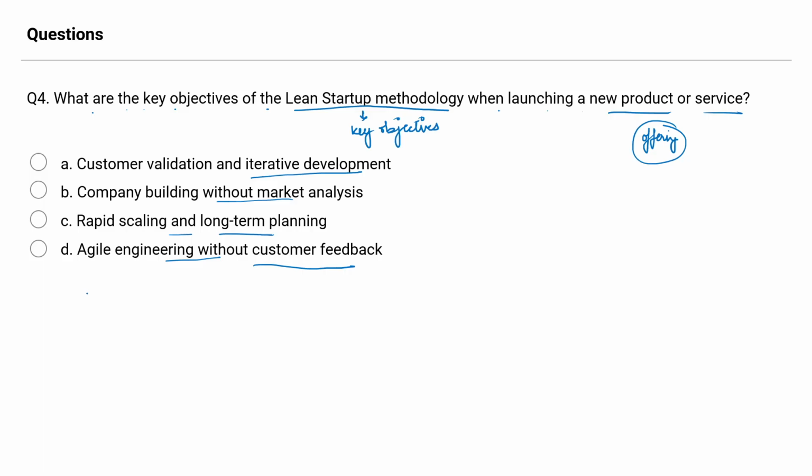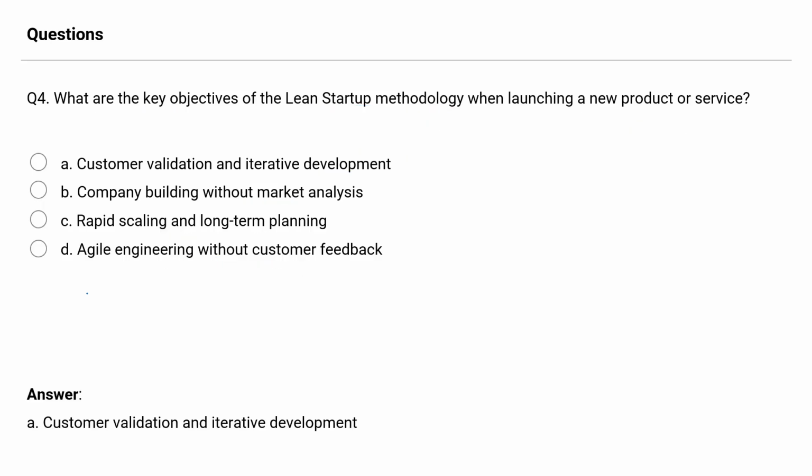Okay, let's try to infer it from the correct answer. So the correct answer is customer validation and iterative development. Now let's try and see what the other options are. All right.